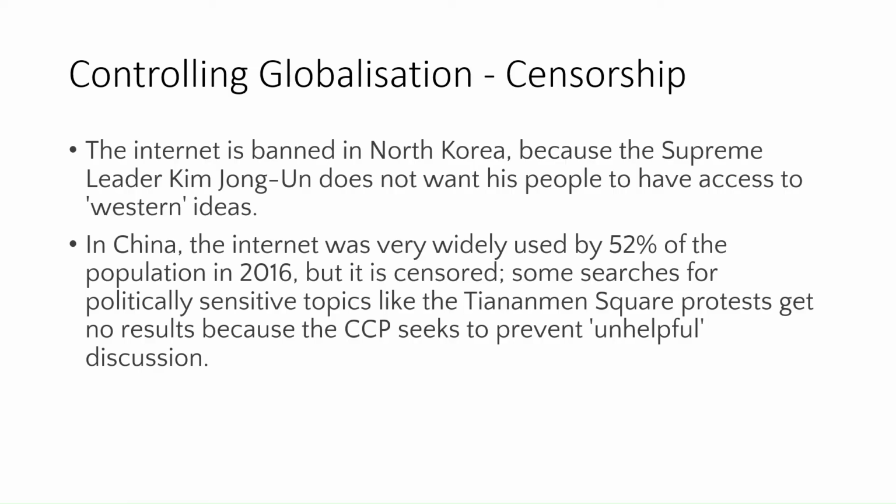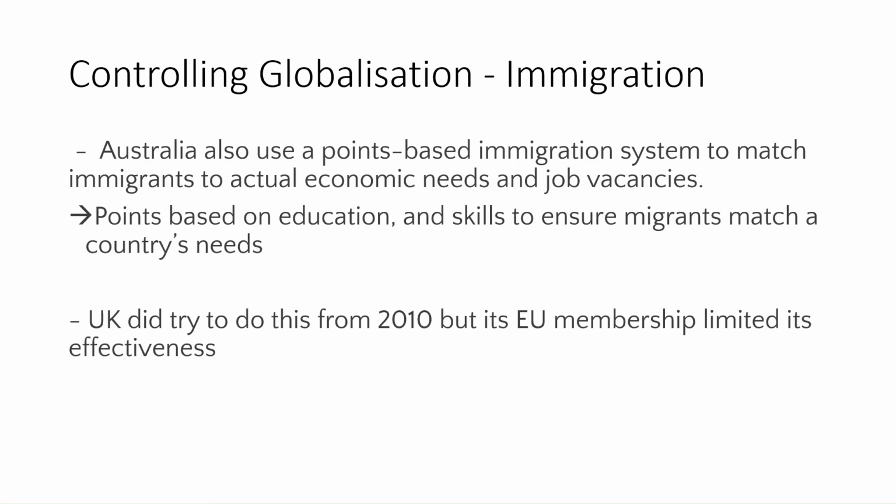So some searches for politically sensitive topics like the Tiananmen Square protests get no results because the CCP seeks to prevent unhelpful discussion. This is just an example of censorship and what governments can do to limit the spread of globalization. And controlling globalization through controlling immigration, sorry.